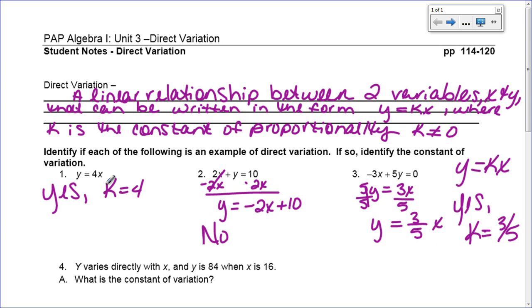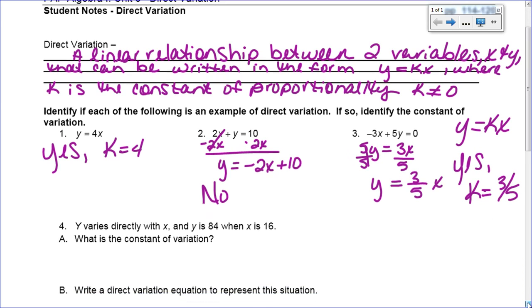Okay, so the thing that you need to know, the big important thing, is that as long as it is y equals a coefficient times x, you're good. If you have y equals a coefficient times x plus or minus something, then it can't be a direct variation. It has to be just a number times x. So let's do some examples.